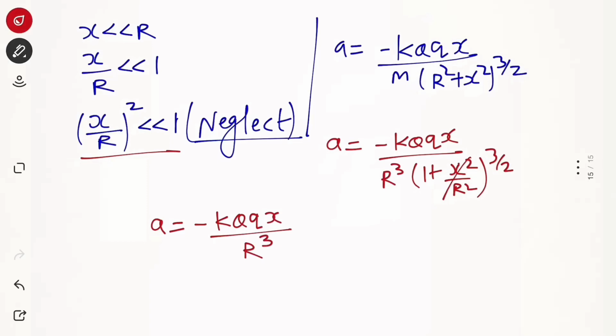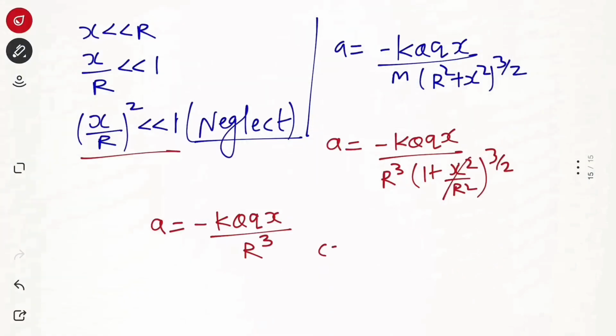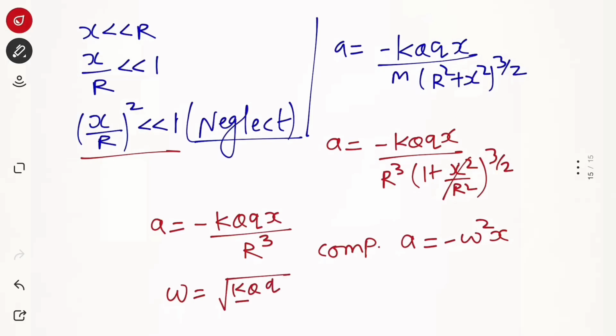So here we got the acceleration in the form of SHM, so we can compare it with acceleration equals minus omega square x. So we can say that acceleration and displacement have the same relation as in SHM. That's why the particle is doing SHM. And if the question asks to find angular frequency, we can compare and write that the angular frequency will be kQq divided by, sorry, we'll get m also, m r cube, under the square root. This will be the angular frequency of the particle doing SHM.